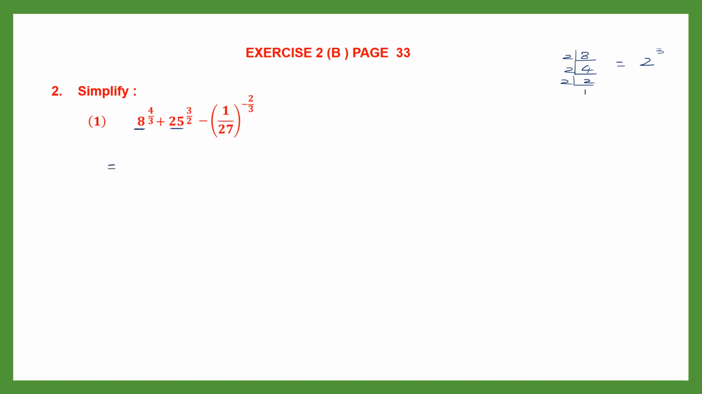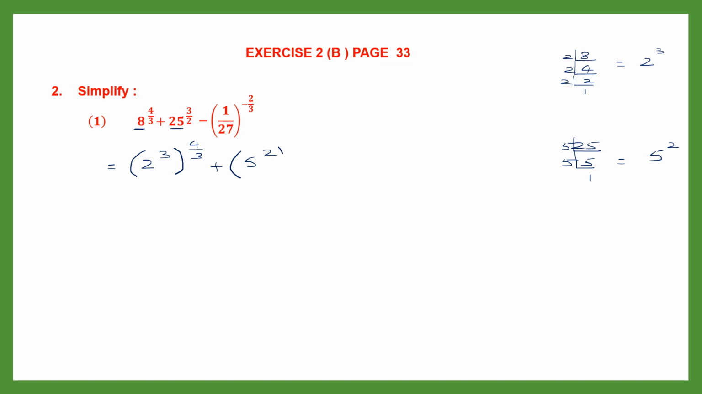So keep that in mind. 8 is 2 to the power of 3. Now without wasting your time finding out the prime factors, you can straight away write 2 to the power of 3. Now that is raised to the power of 4 by 3 divided by, now 25, let's find for 25. 5 5s are 25, then 5 1s are 5. So the prime factors here will be 5 to the power of 2. So plus, instead of 25, we're going to write 5 to the power of 2.